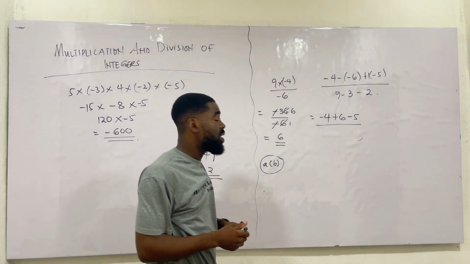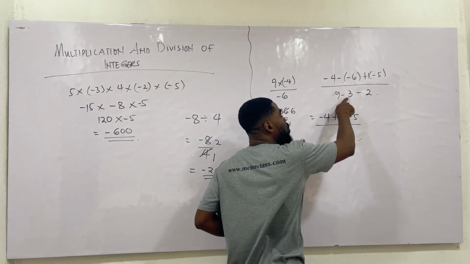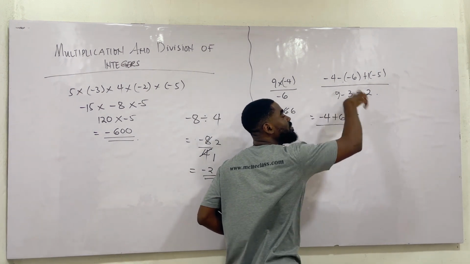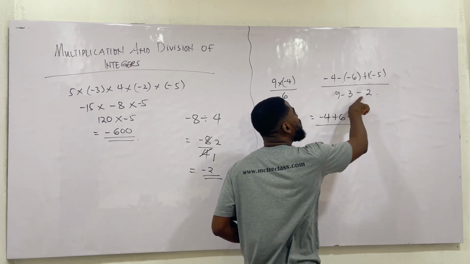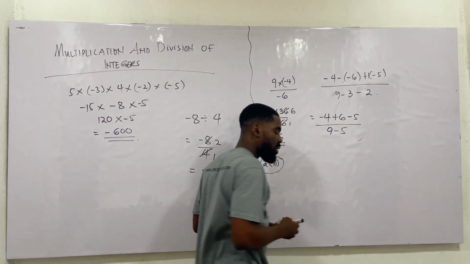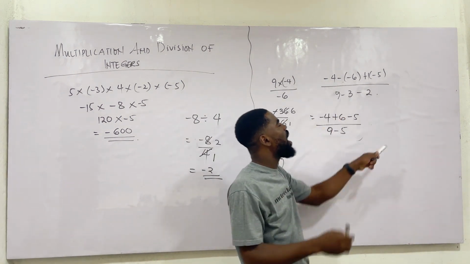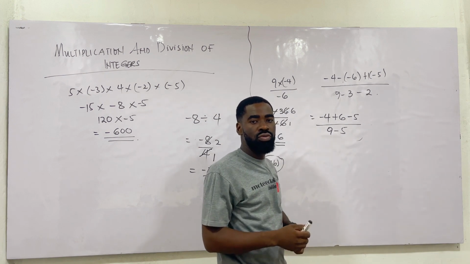Are we there? Very, very important. Now we have a positive 9. We have positive 9. We owe 3 because there's a negative in front of the 3. We owe 3, and we also owe 2. So in this, we'll have 9 minus 5. Why 9 minus 5? Because we owe 3 and we owe another 2.